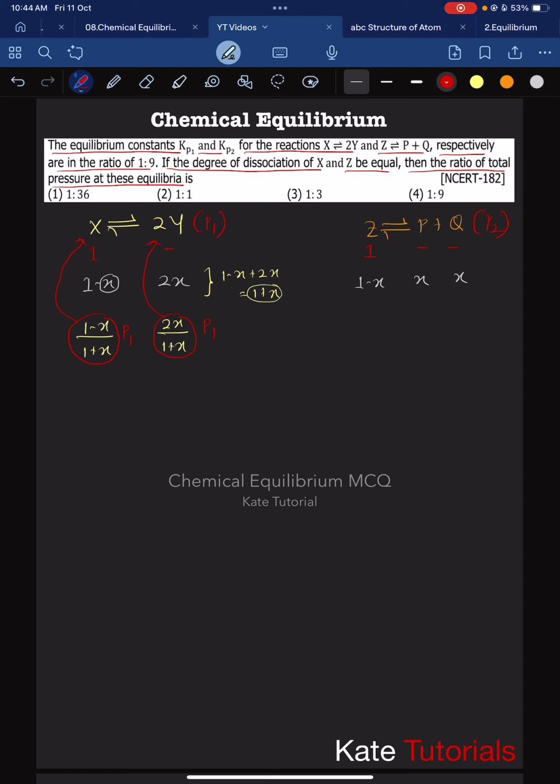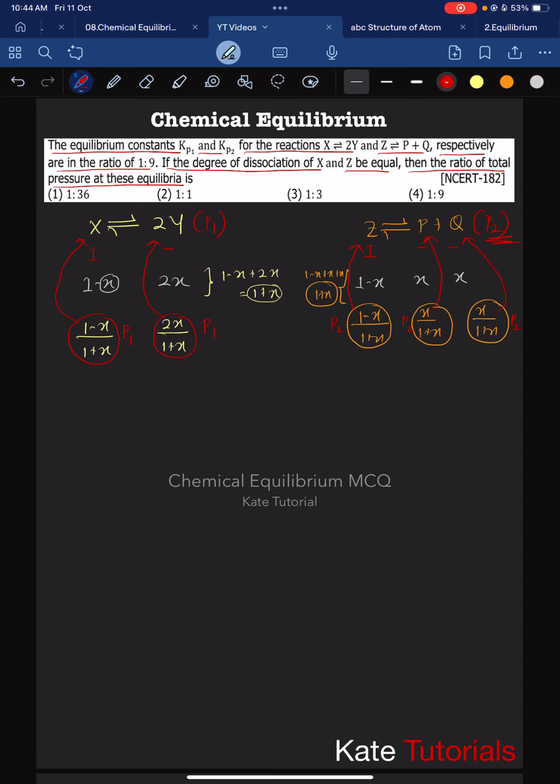Same thing let me do here. The total moles are 1 minus x plus x plus x, which is again 1 plus x. So let me take the mole fraction here also. It will be 1 minus x divided by 1 plus x, which is the mole fraction of Z. x divided by 1 plus x is the mole fraction of P. x divided by 1 plus x is the mole fraction of Q. So let me multiply by P2, since I have taken P2 as the equilibrium pressure here. If I multiply, I'll get the partial pressure of Z, the partial pressure of P, and the partial pressure of Q.